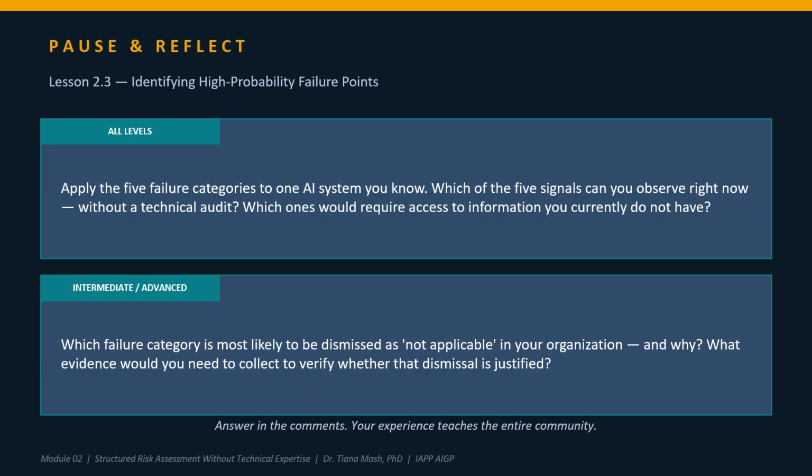So look at these two questions here, and if you could answer them, it would be really amazing. The second question is particularly important in my experience. The failure categories most commonly dismissed without investigation are the ones that later produce the largest liability.